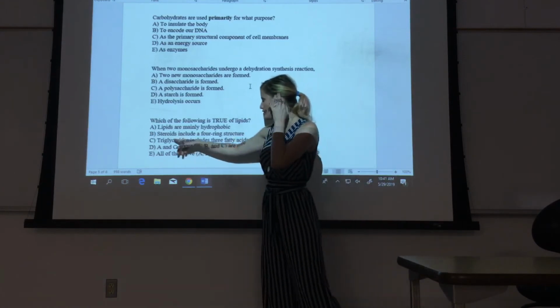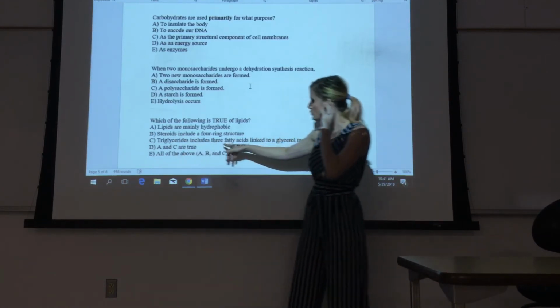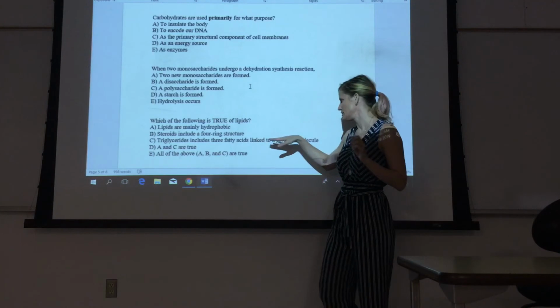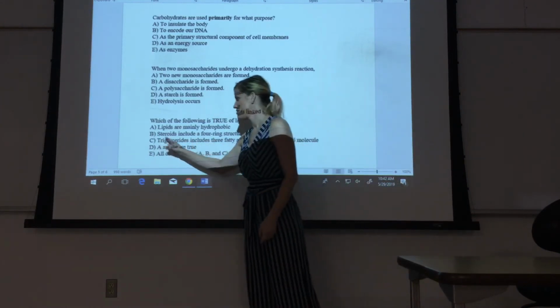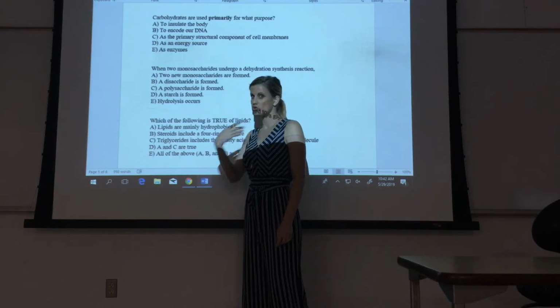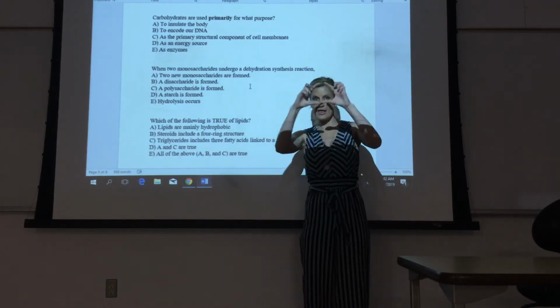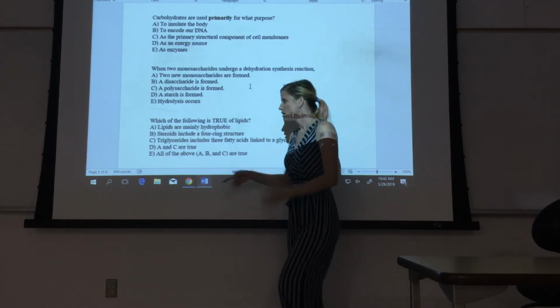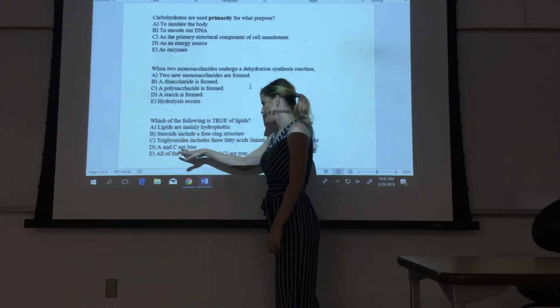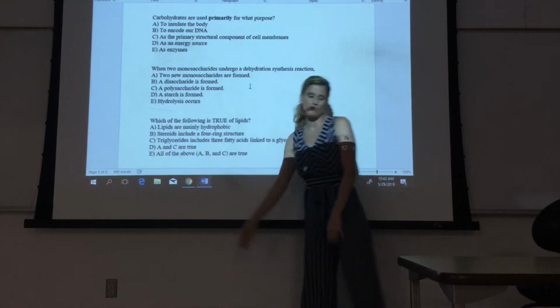So that's true. Triglycerides include three fatty acid tails linked to a glycerol. That's also true, right? Tri means three. So a triglyceride is a glycerol head and then three tails sticking off of it. A and C, all of the above. Yep, so A, B, and C, all of them were true.